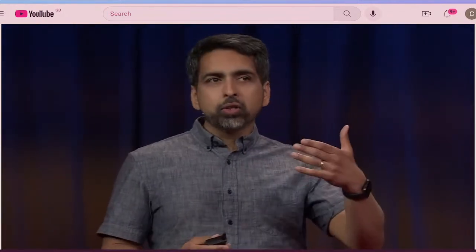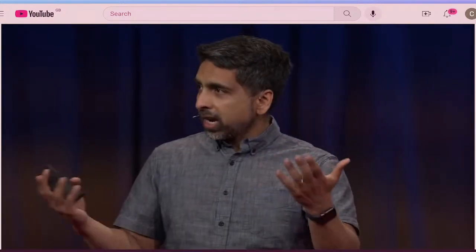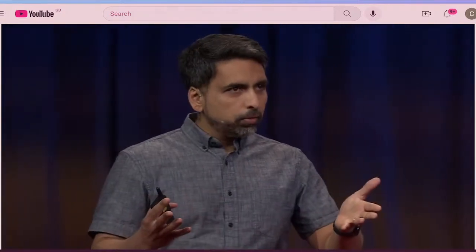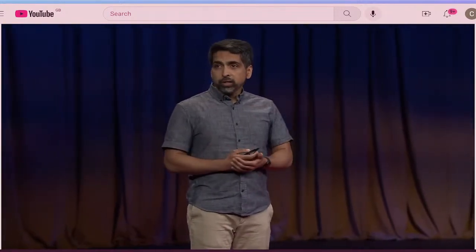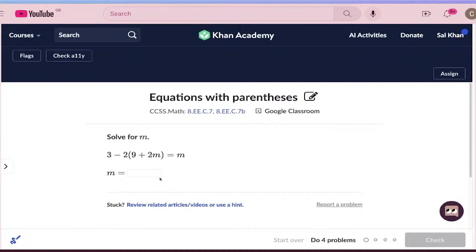I'm going to show you the early stages of what our AI, which we call Khanmigo, can now do, and maybe a little bit of where it is actually going. So this right over here is a traditional exercise that you or many of your children might have seen on Khan Academy. But what's new is that little bot thing at the right.